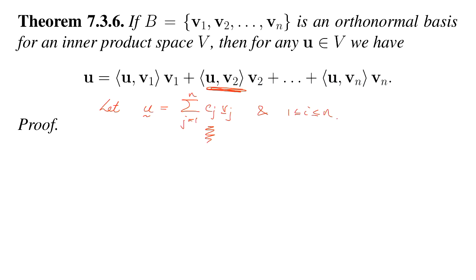They're the only inner products we actually know. So if I want to find out what the CJ is, or if I want to know what the CI is, I'm going to take the inner product of U with VI and see what happens. If we're going to be able to prove this at all, this is basically the only way that's going to work, because the only thing I actually know is the inner product of VI and VJ.